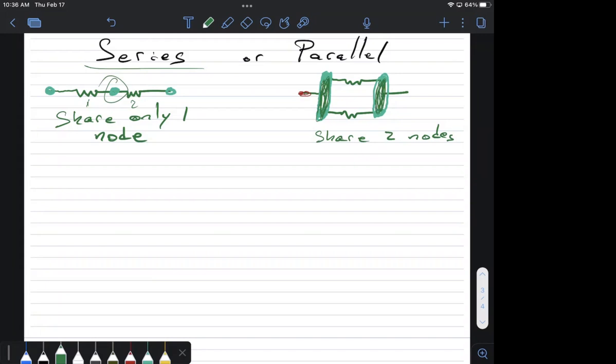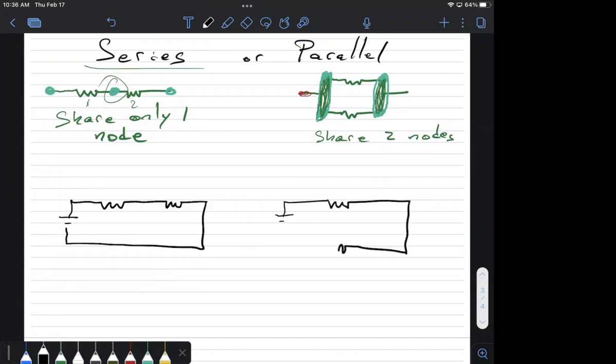All right, well, here's some examples, and I want you to tell me if you think these resistors are in series or parallel. All right, so first example, are these two resistors in series or are they in parallel? Series. Series, okay, good. What about these two resistors? Are these two resistors series or parallel? Series.